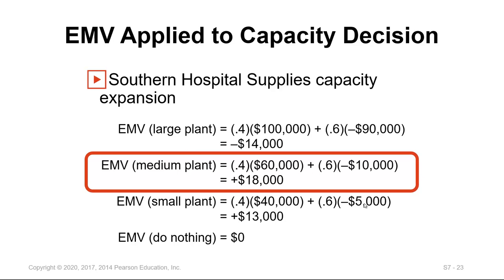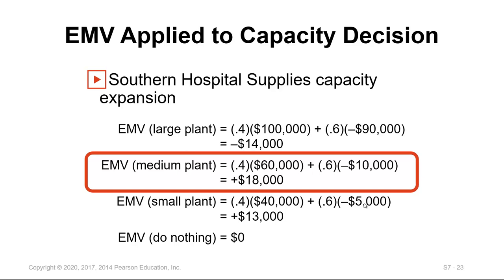our expansion. So you can see with the medium plant, the monetary expected value will be positive 18,000. For the large one, it will be negative 14,000. Basically, we are losing money. While for the small one, we will be positive, gaining money, but 13,000. So based on these calculations, the medium plant will be selected, and the decision will be made to make a medium plant. We don't want the small, we don't want the large.